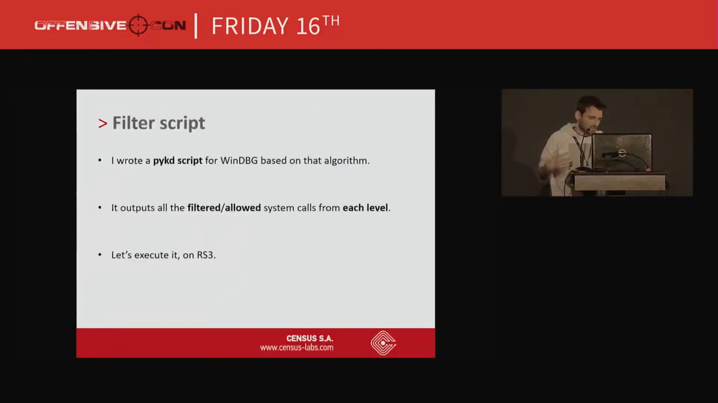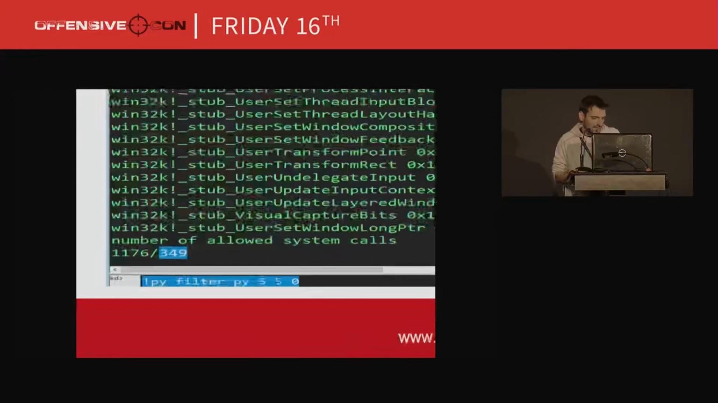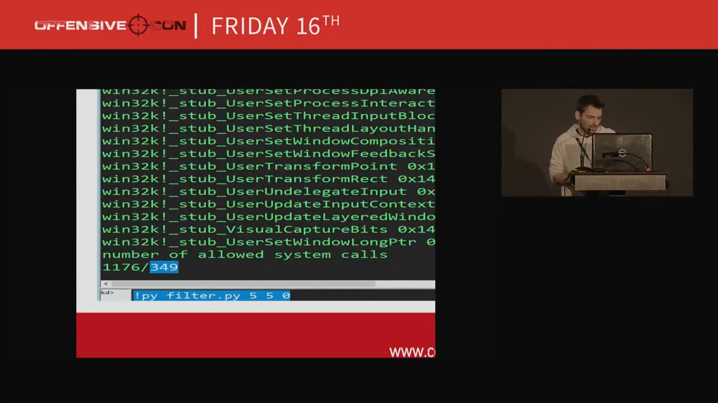So I wrote a PyKD script based on that algorithm that outputs all the filtered and allowed system calls for each level. So let's execute it in RS3. The script takes 3 arguments. The first argument is the from level, the second argument is the to level, and the third argument is allowed or filtered. Since we are interested in the Edge system calls, the first 2 arguments are going to be 5, and the third one is going to be 0.